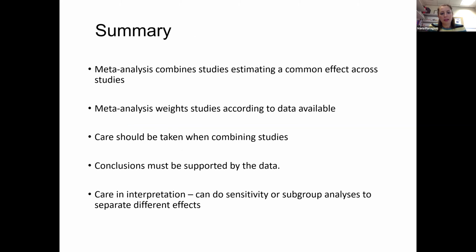As a summary, meta-analysis combines studies, estimating the common effect across different studies. Each study has its own effect, and what meta-analysis does is pull them together. There are different ways that this pooling can be done. One is fixed effect, which is just a summary of what the other studies are showing. Random effects accounts for heterogeneity, and this is what we apply when there is heterogeneity.